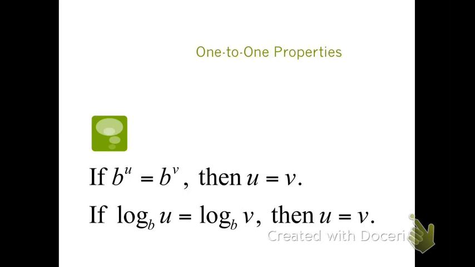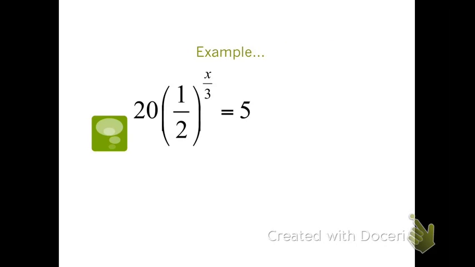If you have the same logs of the same base and both sides are equal, then both of those arguments are going to be equal. All right, so we have this equation here. First things first is to isolate the tricky part. So I want to isolate the base where the exponent is the variable. So I want to get rid of that 20, in other words. Divide both sides by 20.